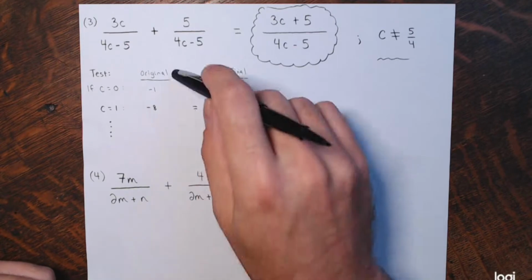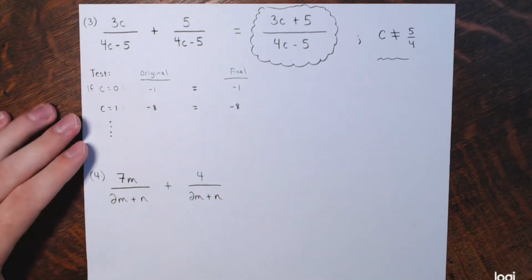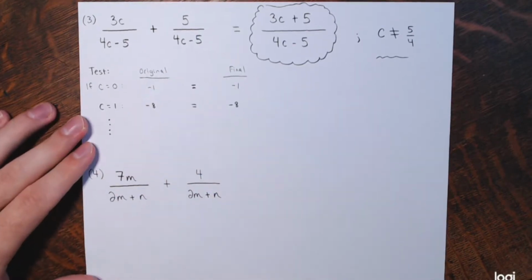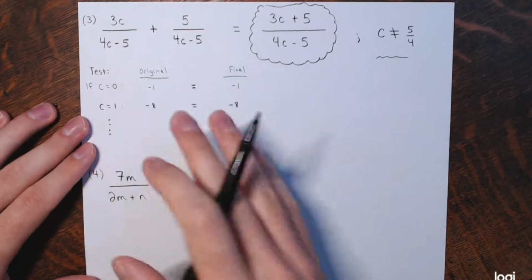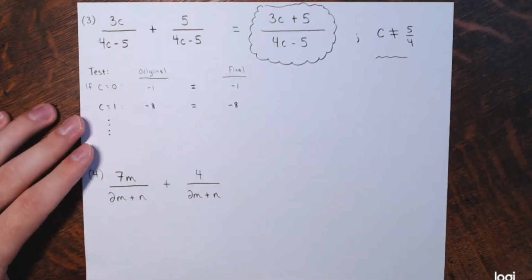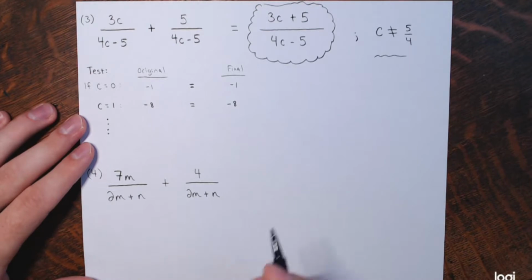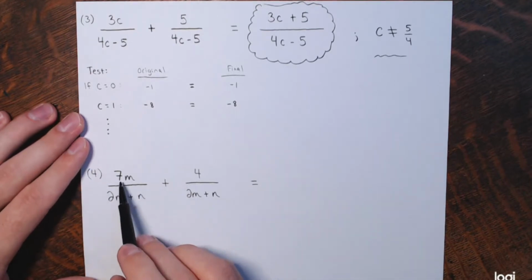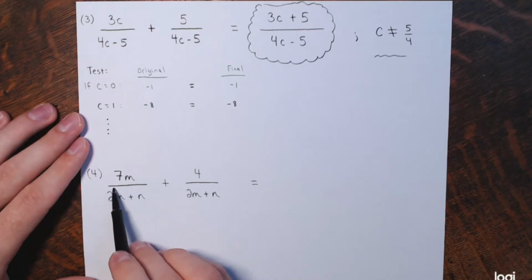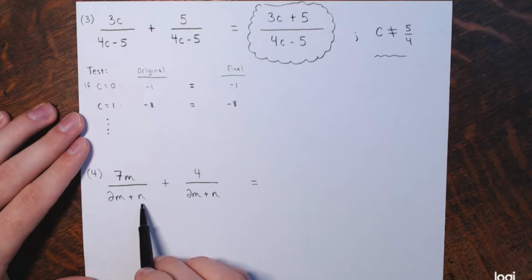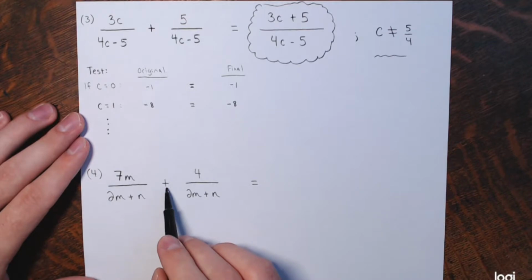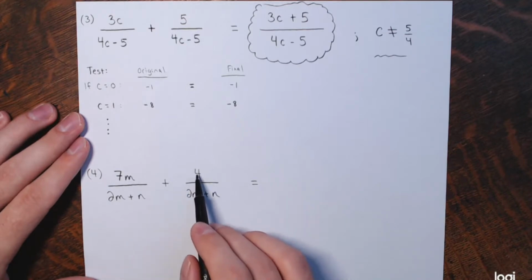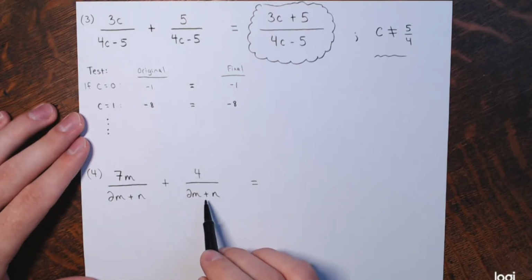All right, and I'll do this once more with number 4 as well. Then after that, after example 4, I'll just tell you, plug in values and make sure they're the same. All right, so number 4, example 4, you have 7 times m divided by 2m plus n plus, and then another fraction, 4 divided by 2m plus n.